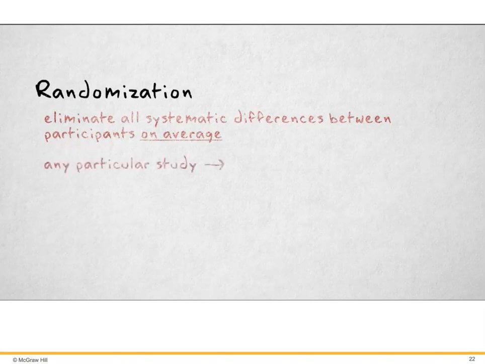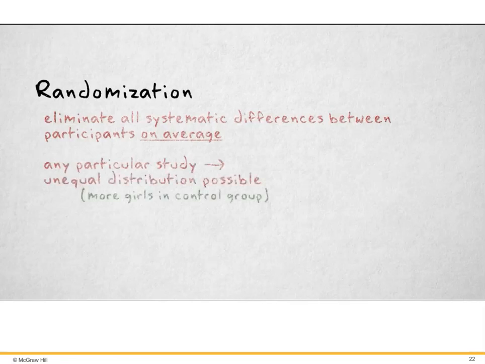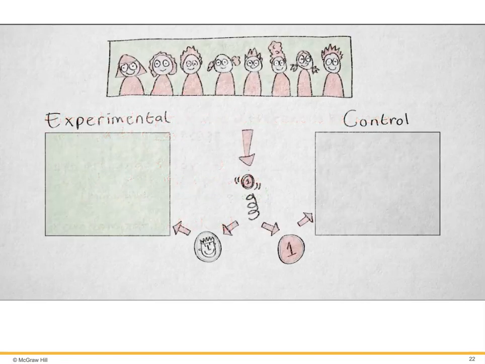Of course, in any one particular study, it is possible, entirely due to chance, that we end up, for example, with more girls in the control group, possibly explaining why this group is less aggressive. I call this a randomization error. We rely on the law of large numbers when we flip the coin, but this law doesn't always work out, especially in small groups. Suppose there are only 4 boys and 4 girls to assign to the 2 groups.